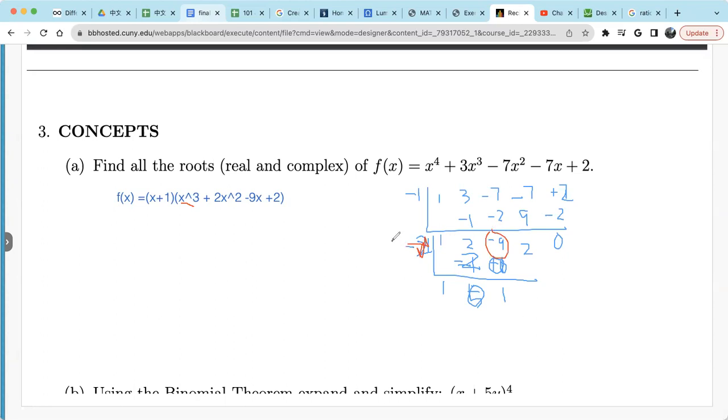So let's try 2 again. So 1 times 2, that's +2. 2 plus 2, that's 4. 2 times 4, that's 8.